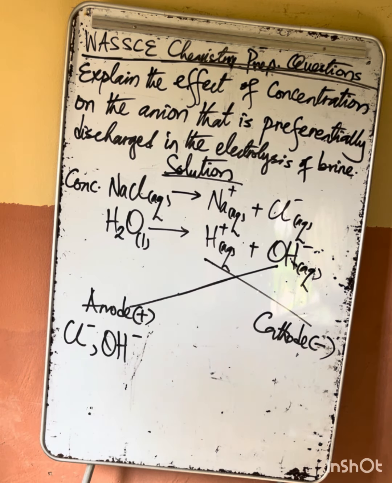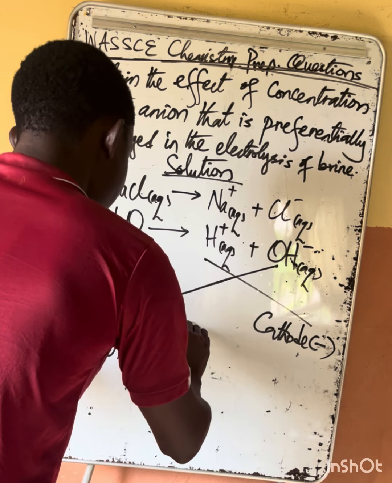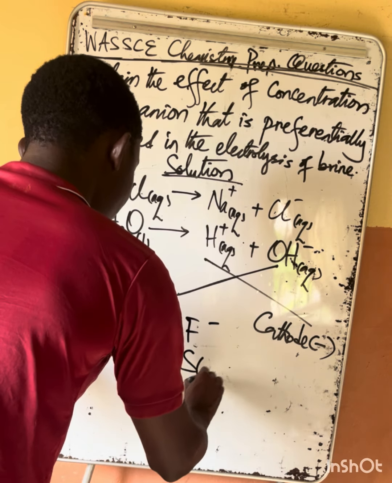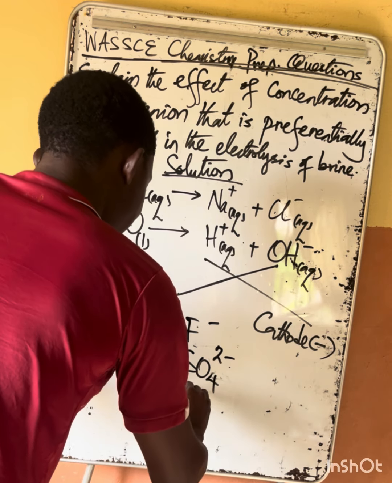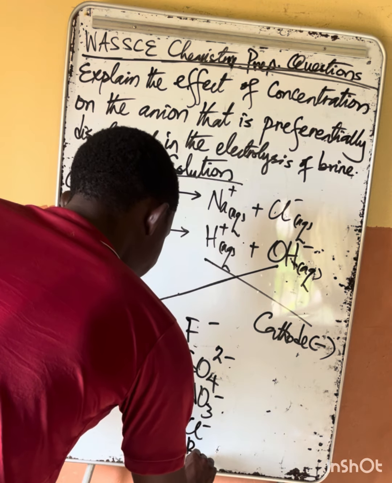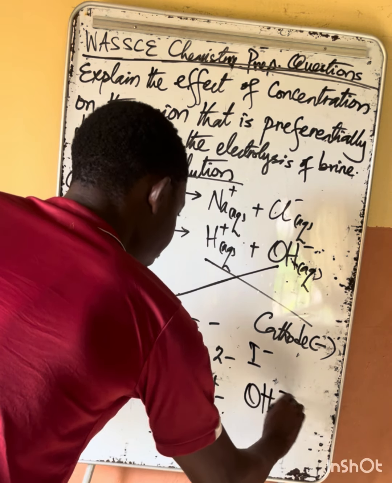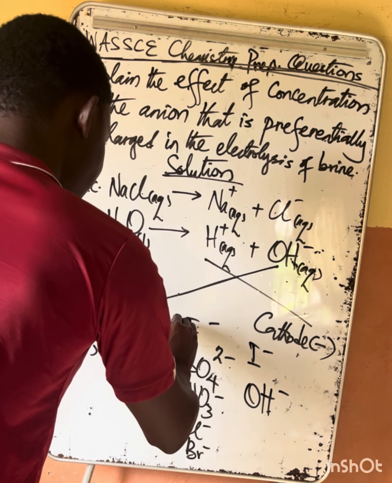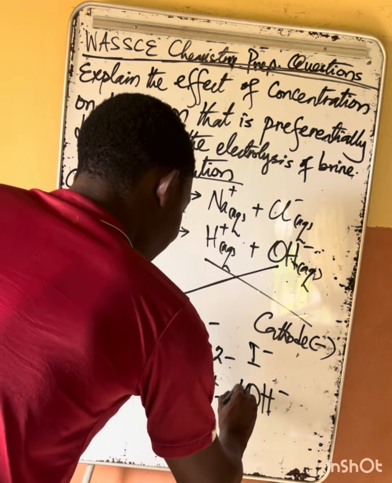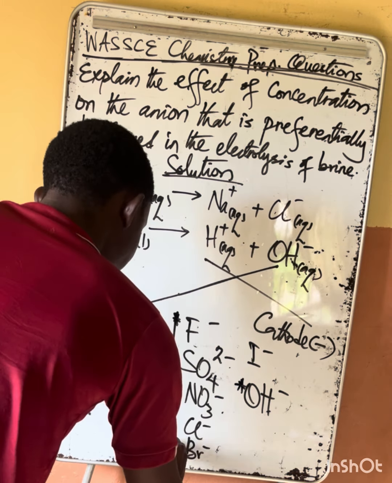So for that reason, we'll look at the electrochemical series for anions. I usually use a mnemonic. So my mnemonic is Florence, so Nigeria could buy Indian oil. So you see, this is the order. This is the first, this is the last in the order of preferential discharge. This is the order of preferential discharge.